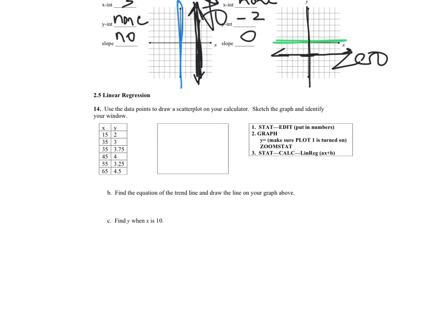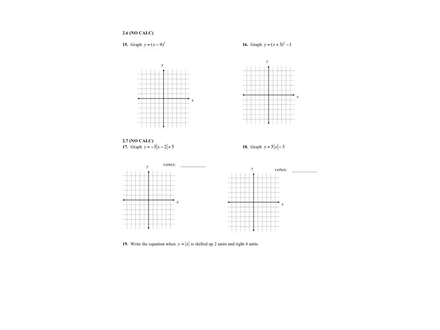All right, number 14, use data points to draw a scatter plot, sketch the graph, all that good stuff. We've done this so many times. Just remember to do stat edit, go to your graph, make sure your plots are turned on, and then go to stat calc number 4. So I'm not going to run through that with you. If you have any questions on that, you can always come in the morning and ask me for that.